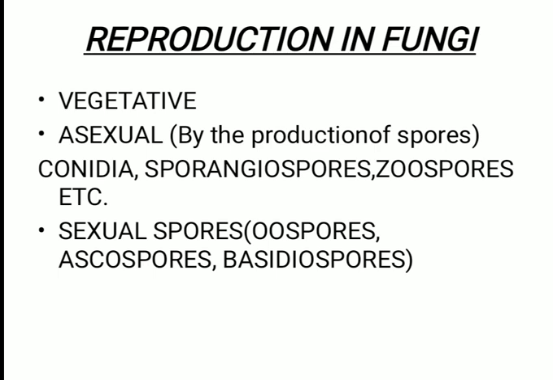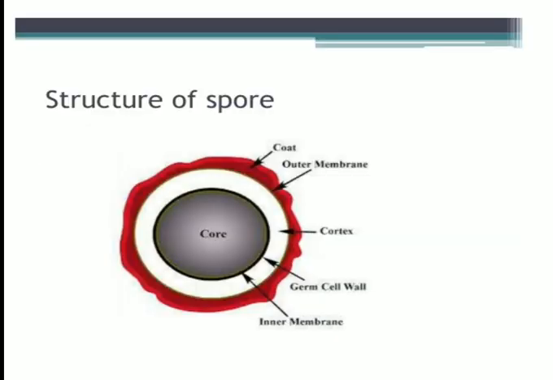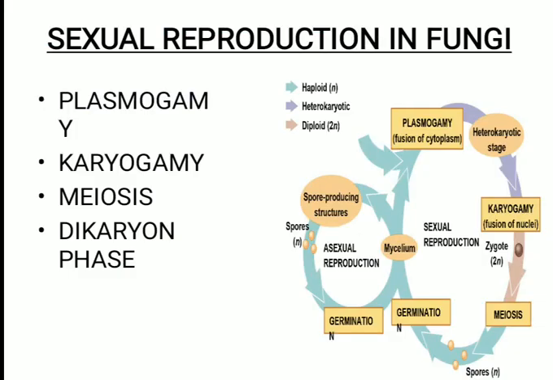Now I have written here the types of the spores which are produced, which are asexual in nature. They are conidia, sporangiospores, zoospores, and many others. Whereas the sexual spores consist of oospores, ascospores, and basidiospores. Spore is the only method of asexual reproduction in fungi. This is the structure of the spore.